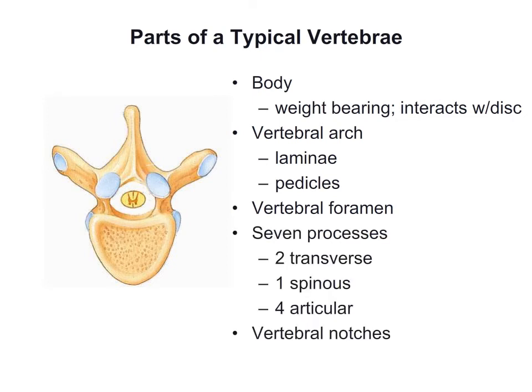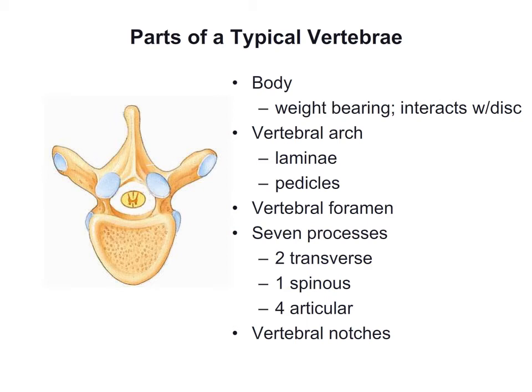Located adjacent to the vertebral arch are 7 very important vertebral processes. Remember, a process is something that sticks out, and basically processes can be divided into 2 categories. Sometimes these processes are going to be sites of muscle attachment, and other times these processes are going to be sites that articulate with or touch other bones. And so the first of these processes we have are the transverse processes.